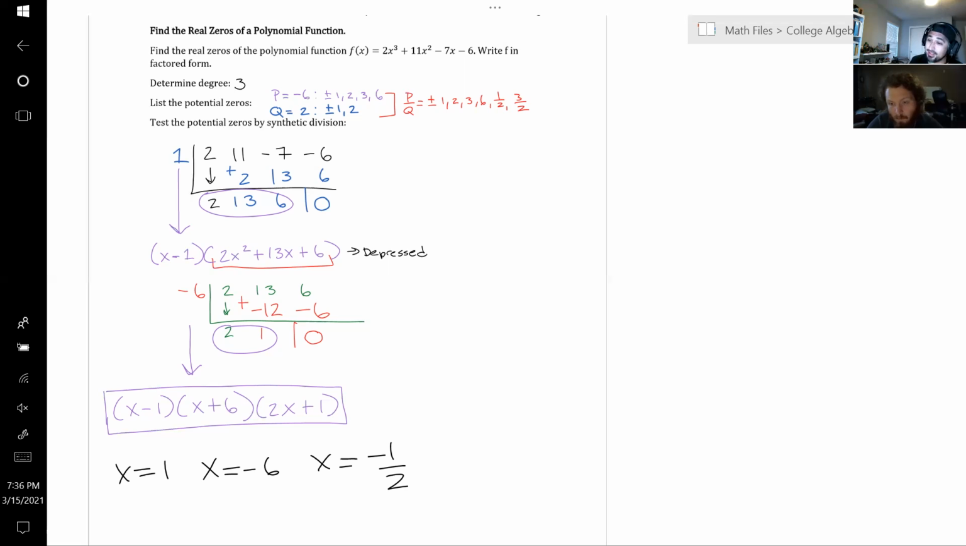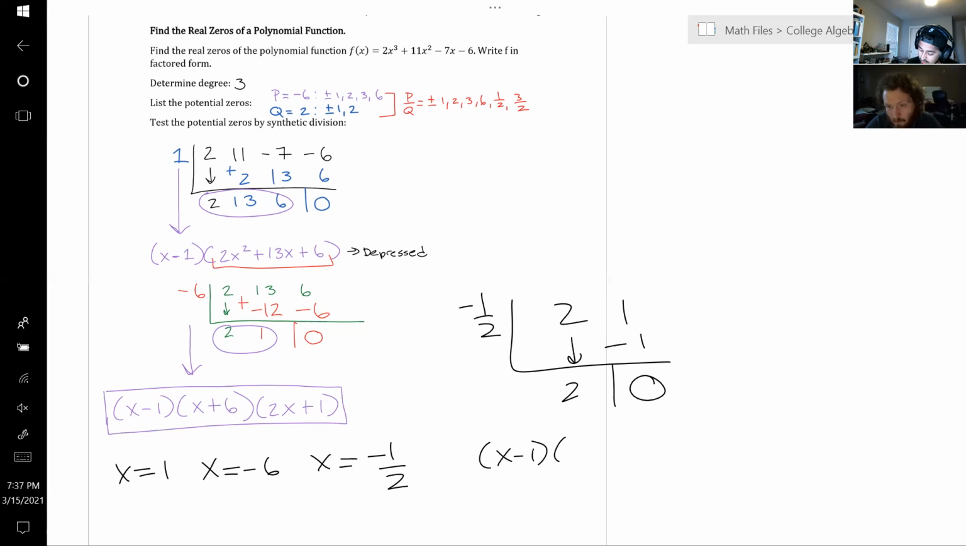So honestly, we could have thrown the 2 and the 1 back into synthetic division and used negative 1/2, and it still would have worked. Crazy, right? So if I put that 2 and the 1 there and did negative 1/2, negative 1/2 times 2 is negative 1 with the remainder of 0. So there's another possible answer for this. It would be x minus 1, x plus 6, x plus 1/2, and that 2 just has to wait on the outside.